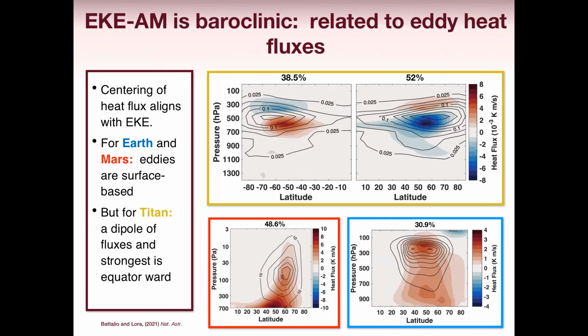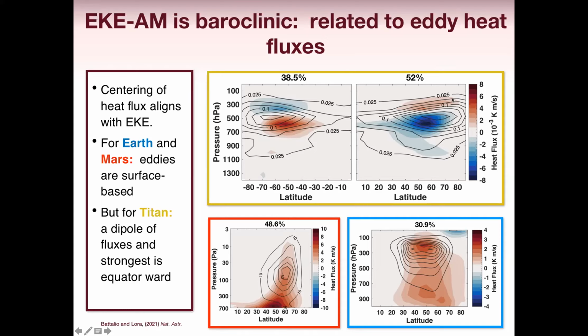We say that this eddy kinetic energy mode is a baroclinic mode because the shapes of the modes are tilted for Earth and Mars, and it's associated with eddy heat fluxes. These eddy heat fluxes are what drive these eddies that are part of the mode in the first place. So it makes sense for Earth and Mars that they're correlated. For Titan, though, the story is both upside down and backwards somehow. Because while you get positive heat fluxes in the northern hemisphere for both Earth and Mars, you get negative heat fluxes in the main core of this mode for Titan. And you get this dipole of heat fluxes as well.